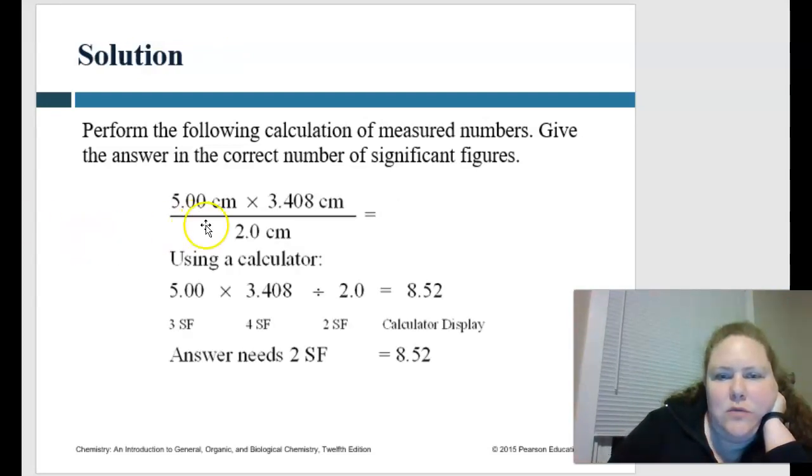Okay, so again, what would we do? Top one first, so 5.00 times 3.48, because centimeters are the same, so we can directly multiply them. Divide it by 2, okay, and that gives you 8.52. But when we look at this number here, our lowest number of significant figures would be 2, so it needs to have the 2 sig figs. So then that would be 8.5. I don't know why they didn't change that.